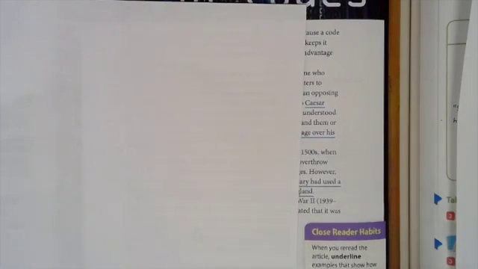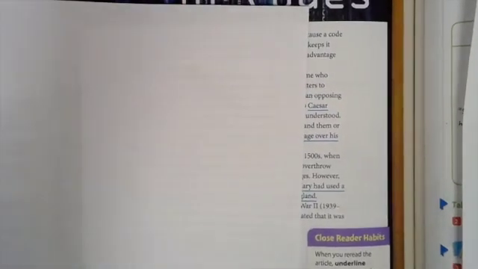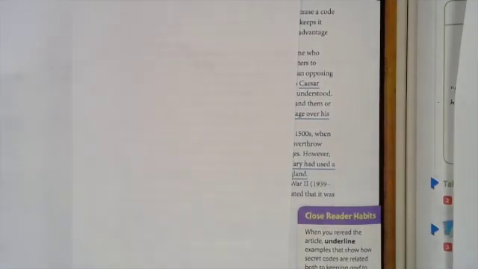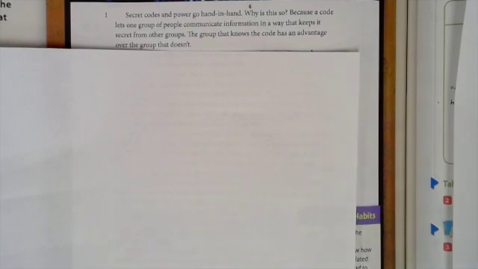Going on to the power of codes on the next page, our closed reader habit says when you read the article, underline examples that show how secret codes are related both to keeping and losing power. Secret codes and power go hand in hand. Why is this so? Because a code lets one group of people communicate information in a way that keeps it secret from other groups. The group that knows the code has an advantage over the group that doesn't.